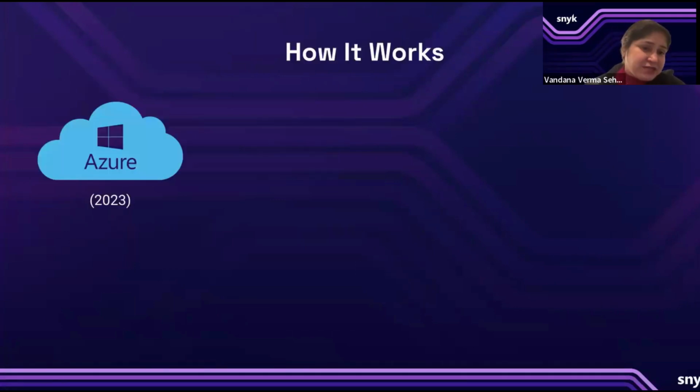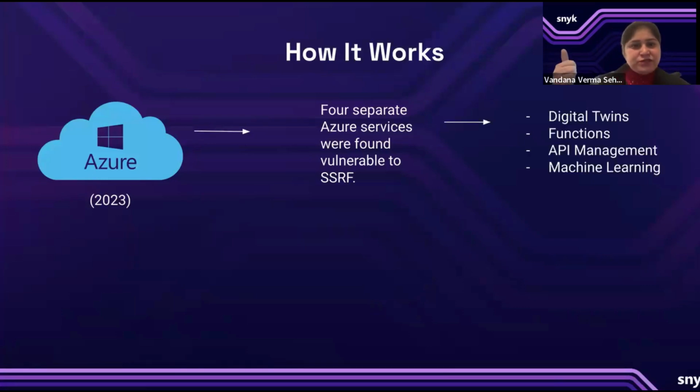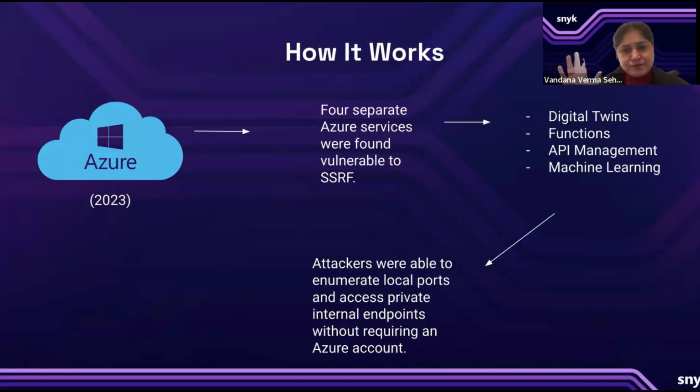And how does it work? Especially in 2023, it happened with Azure, where there were 4 separate Azure services which were actually vulnerable to SSRF, which were Digital Twins, Functions, API Management, and Machine Learning, all of this. Here, attackers were able to enumerate the local ports and even access the private internal endpoints. Now, it just did not happen with Azure. There were many companies which were vulnerable to SSRF.